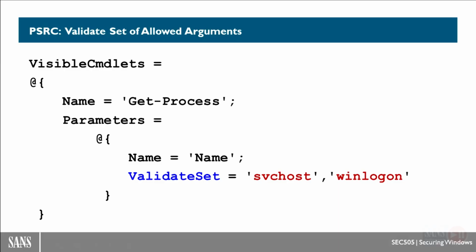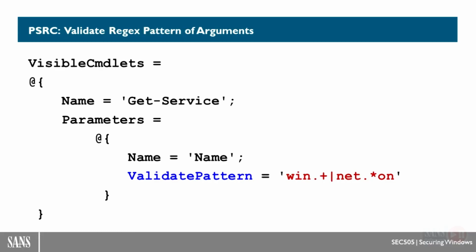What if the arguments you need to pass in would be a very long list of arguments? Maybe hundreds. It might be more efficient to, instead of having an explicit list of arguments, to instead have a regular expression pattern and only allow arguments that match the regex pattern. And that's what you can see on the next slide. This is very similar, except that notice that instead of validate set, now it says validate pattern. And the only arguments that you can pass in are the arguments that match that regular expression pattern.